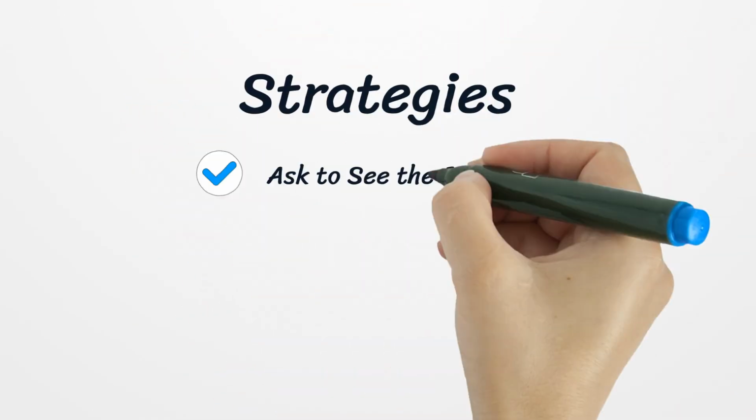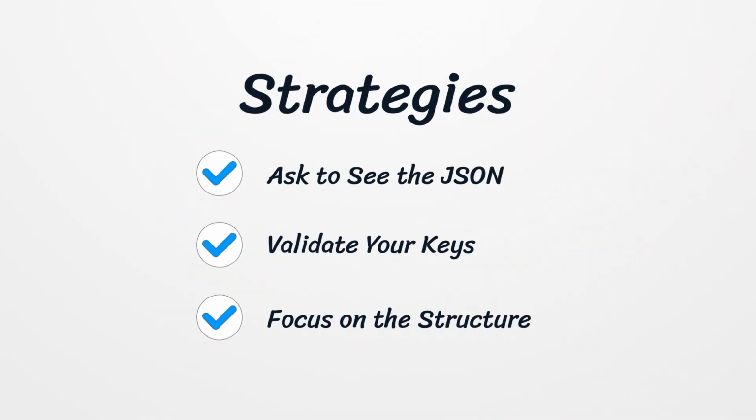To be more effective in your role, here are 3 things you can start doing. Ask to see the JSON. When discussing a system integration or a new API, ask the developers, can you show me the JSON payload for the request and the response? Just seeing the labels will make the conversation clearer. Validate your keys. Ensure your requirements for data fields, the keys, are consistent with the data fields being used by other systems.